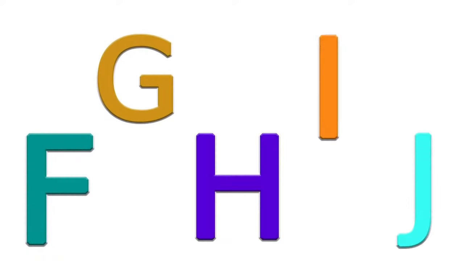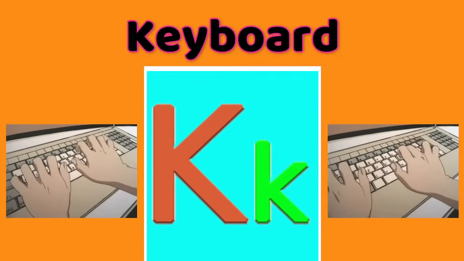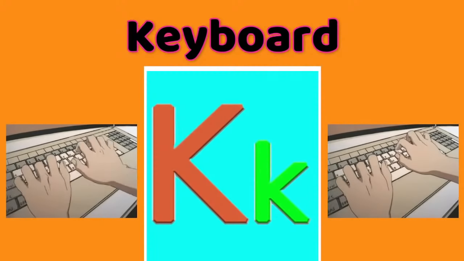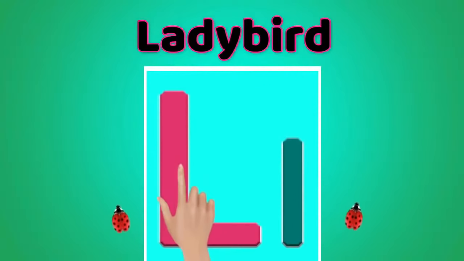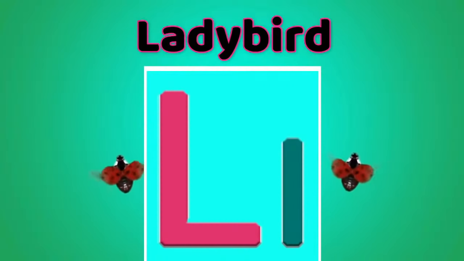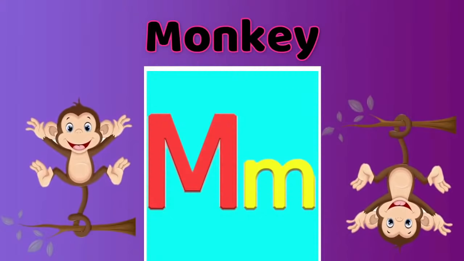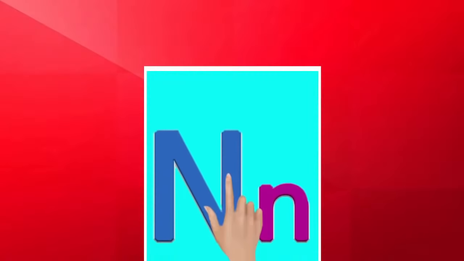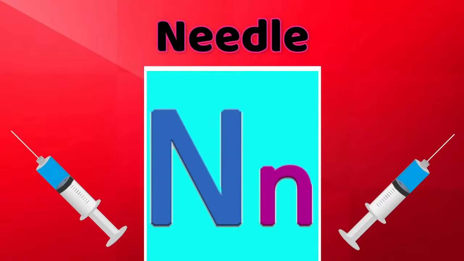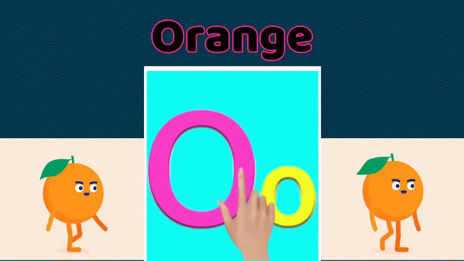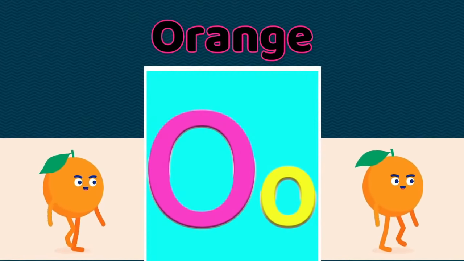F, G, H, I, J, K. K is for keyboard. K, keyboard. L is for ladybug. L, ladybug. M is for monkey. M, monkey. N is for needle. N, needle. O is for orange. O, orange. K, L, M, N, O.